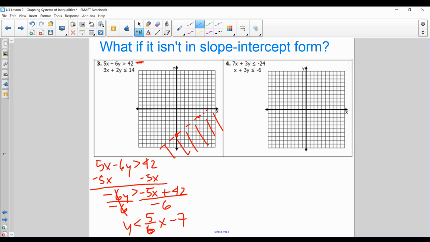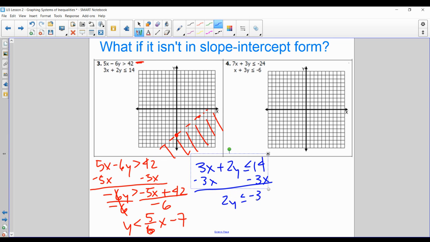Okay, with the other one, I have 3x plus 2y less than or equal to 14. I'm going to move the x. I'm going to get 2y less than or equal to negative 3x plus 14. Divide by 2. I don't do anything with the inequality symbol because I'm dividing by a positive. My slope is negative 3 over 2. And then I have a y-intercept of 7.